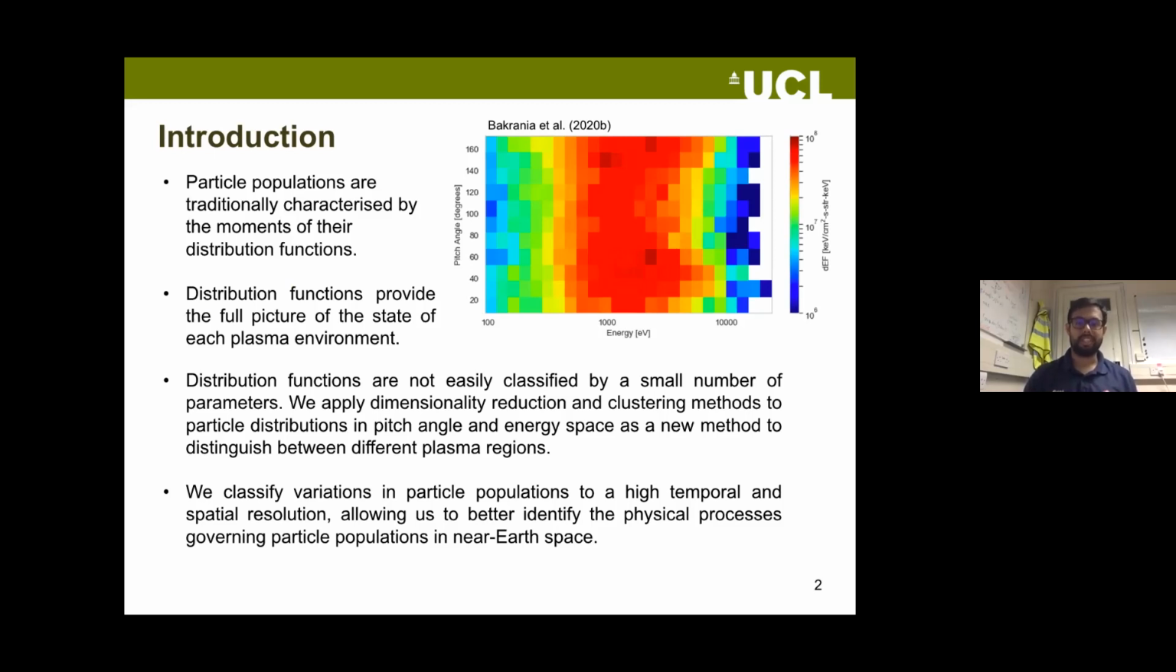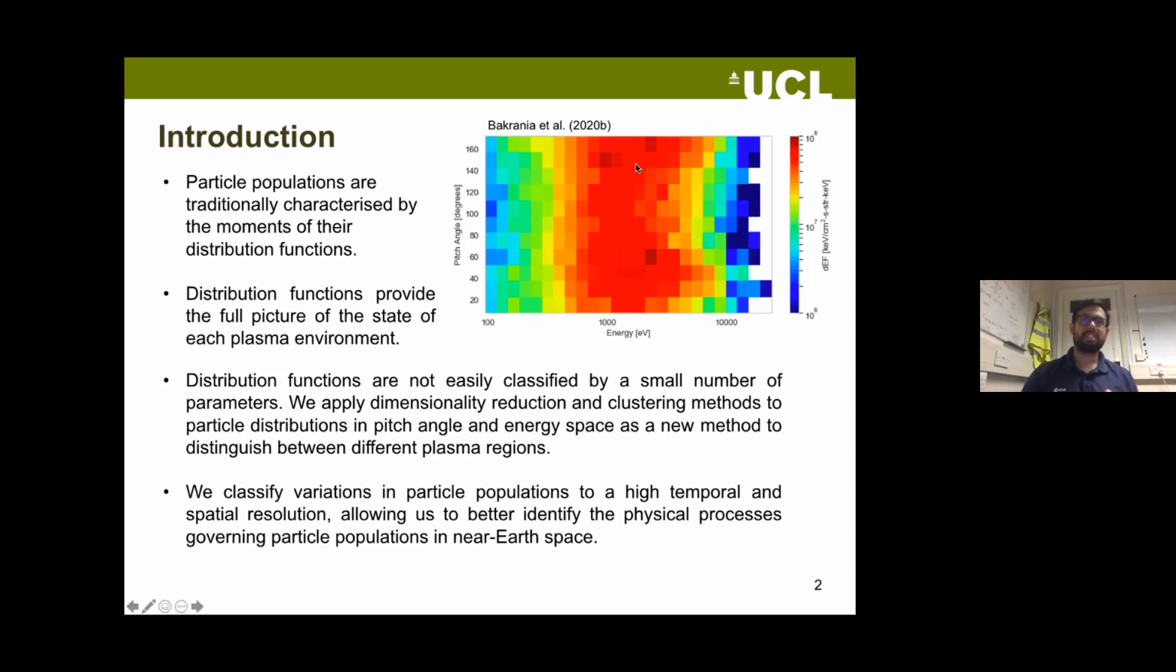Our reason for doing this is that so far in space physics, predominantly we have used moments of the distribution function. However, this can be a bit limiting, and this only takes into account a small number of values. Distribution functions, however, provide us a much clearer picture of what the particles, electrons, ions are doing in space. However, this does require characterizing a large number of variables. Therefore, we've proposed to apply dimensionality reduction techniques and clustering methods to try and understand what these populations are doing.